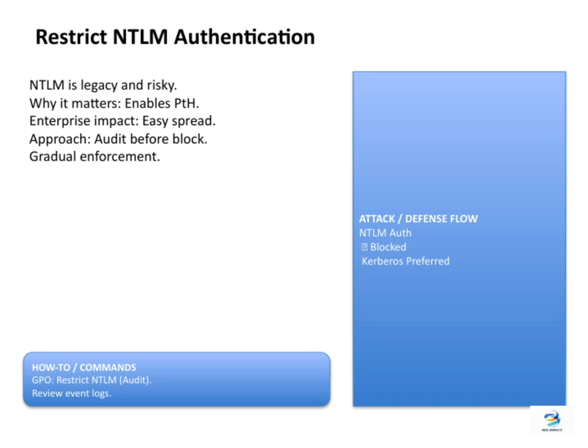First audit, then implement restrictions, and finally enforce blocking. The key is to audit NTLM usage thoroughly before you block it entirely. This helps prevent disruptions and gives you a clear picture of where NTLM is still in use. Over time, you can move toward gradually enforcing restrictions, ultimately restricting NTLM authentication to improve your overall security posture.